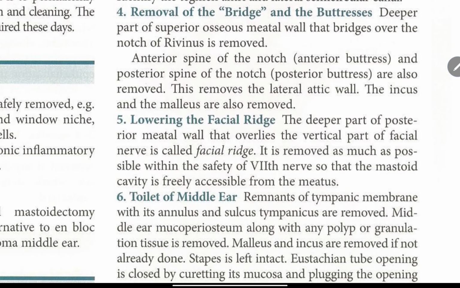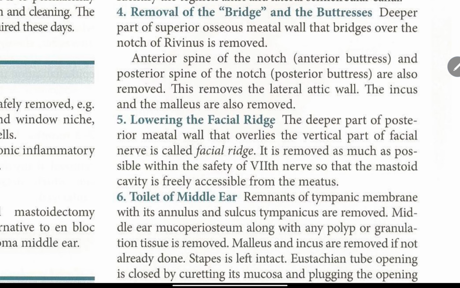4. Removal of the bridge and the buttress. Deeper part of the superior osseous meatal wall that bridges over the notch of Rivinus is removed. Anterior spine of the notch, anterior buttress, and the posterior spine of the notch, posterior buttress, are also removed. This removes the lateral attic wall. The incus and the malleus are also removed.